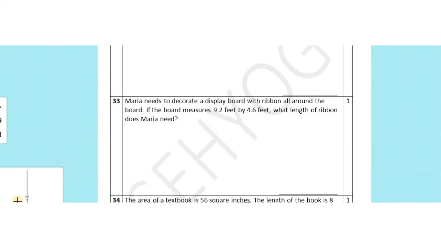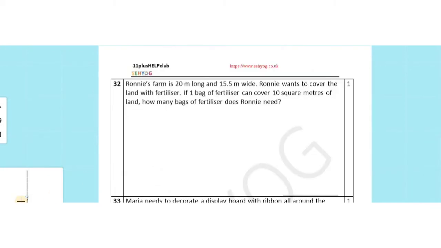Number 33. Maria needs to decorate a display board with ribbon all around the board. So, which means it will cover the perimeter of the board. So, we have the measurements. So, we will add up the length and width, again length and width, and then we get the perimeter, which is 27.6 feet, which is our answer.